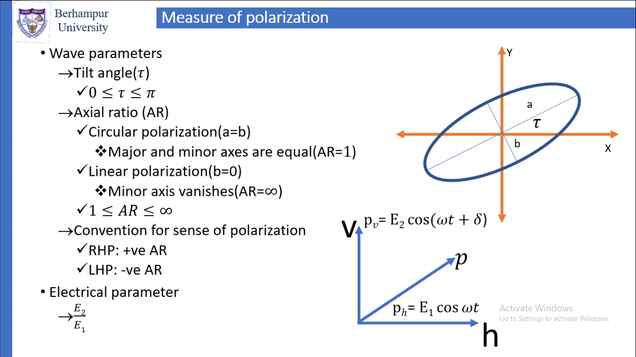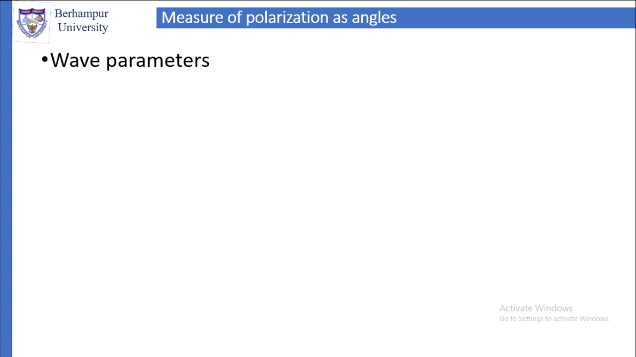So one electrical parameter is E2 by E1. These are the two components, for the vertical and horizontal component. So E2 by E1 is one electrical parameter. Then the second electrical parameter is delta, the phase difference between the horizontal and vertical components. Delta is naturally between minus pi by 2 to pi by 2. That is the phase difference.